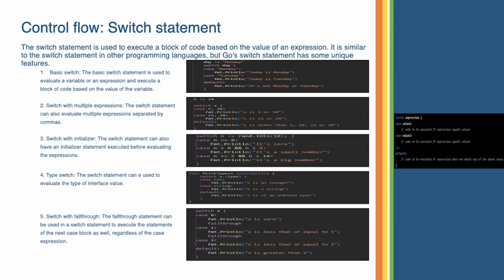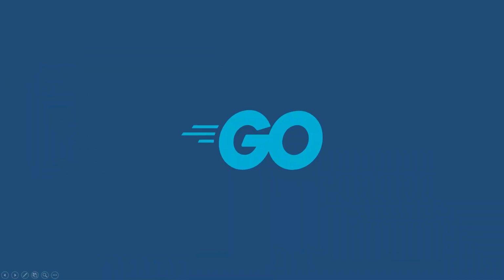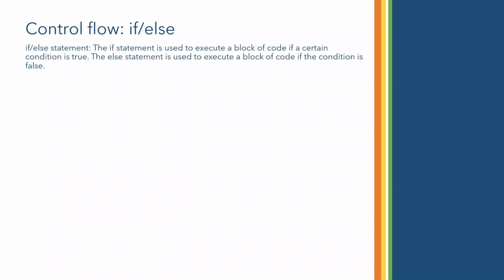Last session we learned about variables and kinds of variables like global and local variables, and also constants. In this session we'll learn about control flow like if and switch cases. Let's talk more about Golang control flow. We'll cover if else and switch statements.